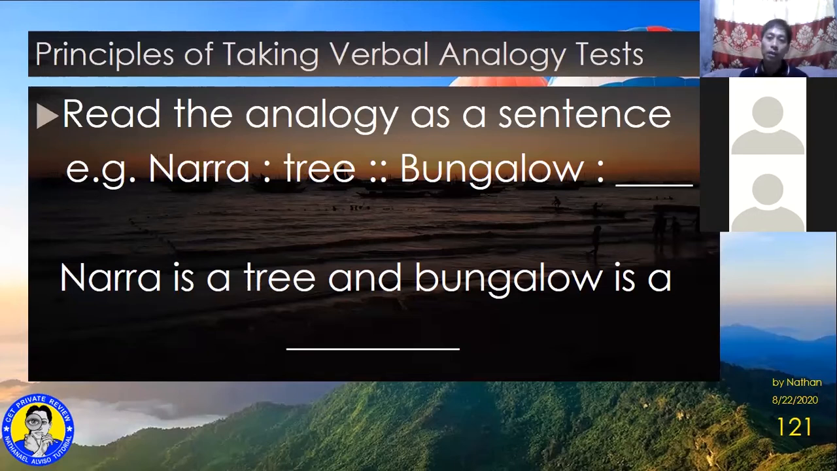The simple way to do it is to first read the analogy as a sentence. For example, Nara, tree. So I create a sentence like, Nara is a tree and bungalow is a, okay. There must be the same relationship. Nara is a tree, bungalow is a, see, same words, is a. I do not change. And by there, you can now, by logical reasoning, say that if Nara is a tree, then bungalow is a house. See, same relationship.